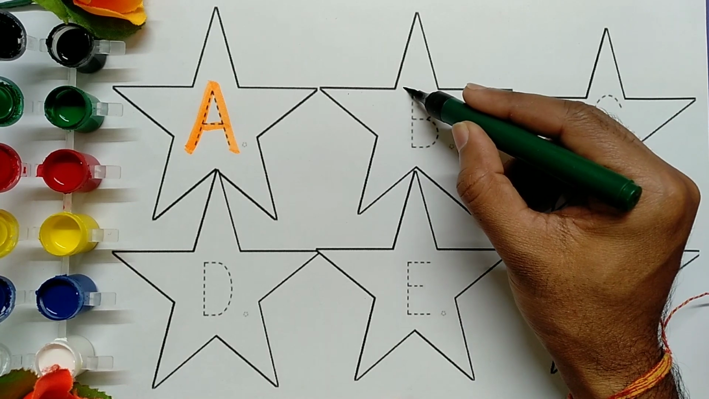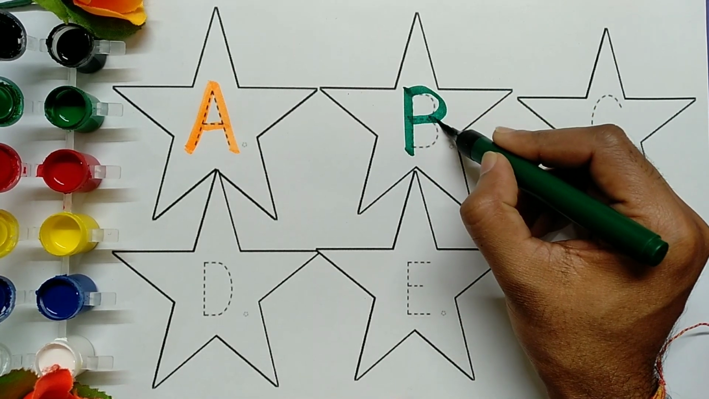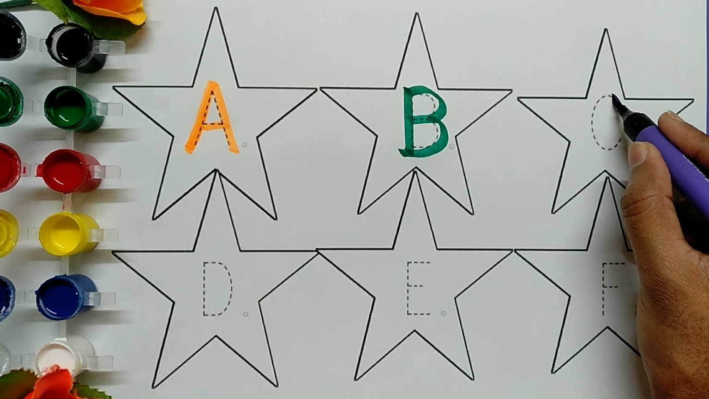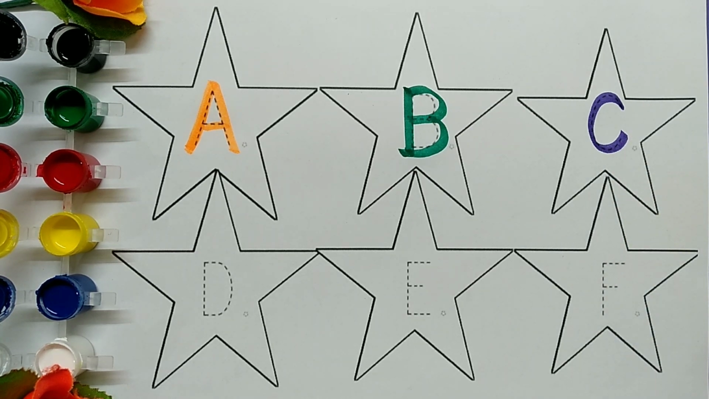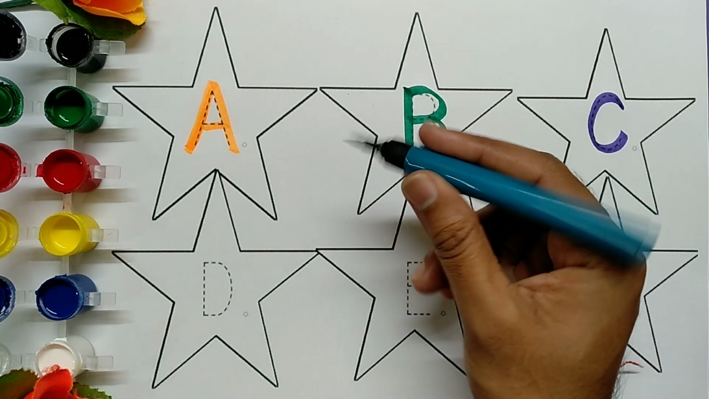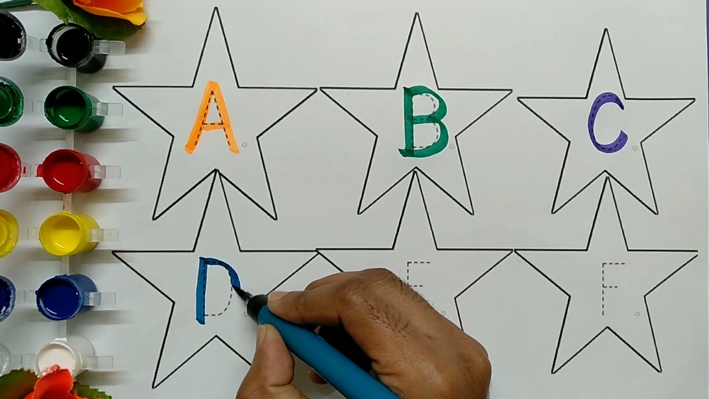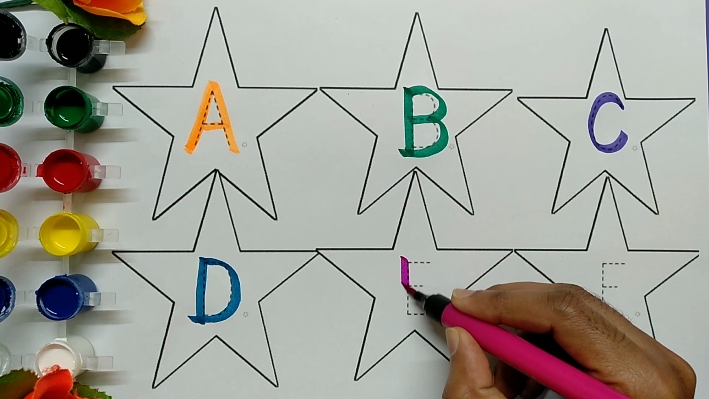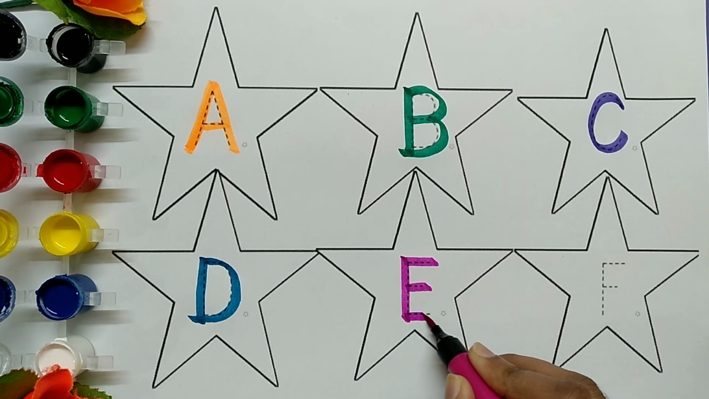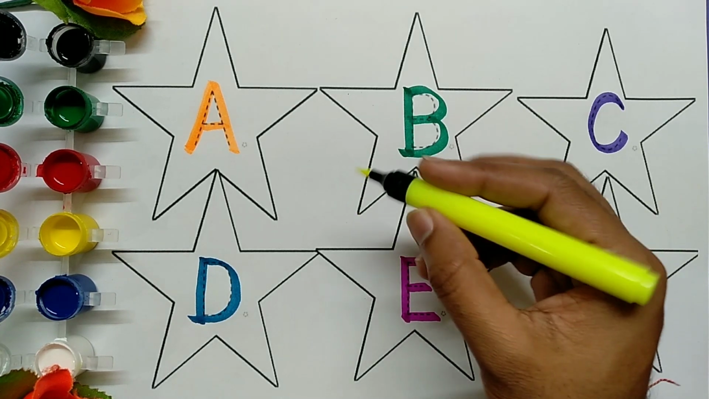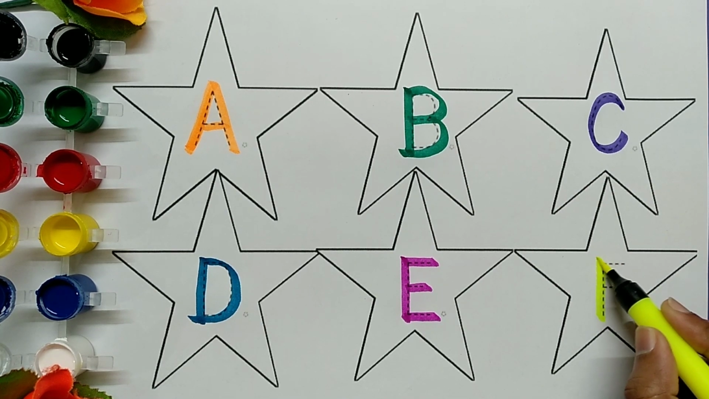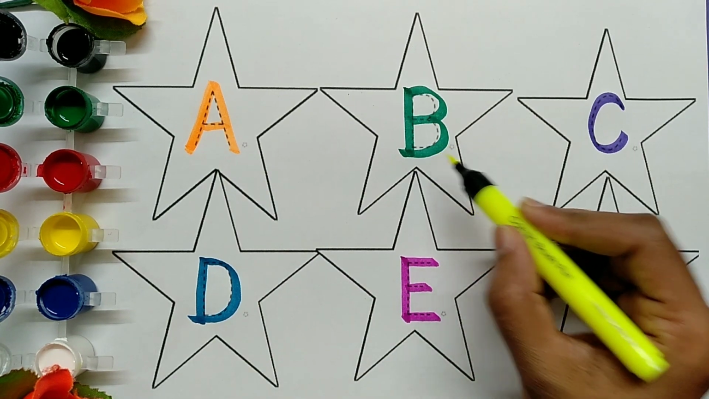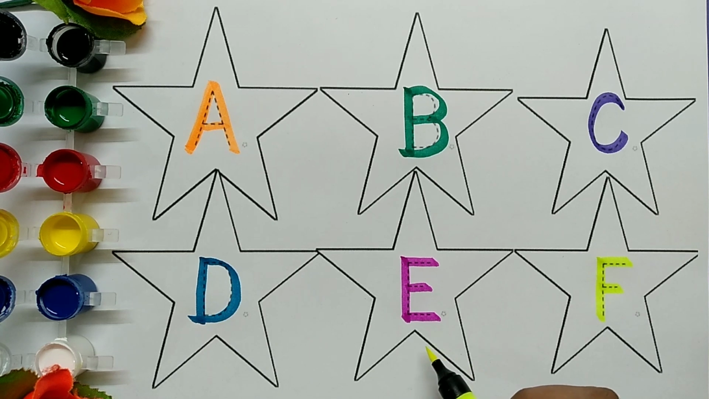Green color. B. B for ball. Purple color. C. C for cat. Blue color. D. D for dog. Pink color. E. E for elephant. Yellow color. F. F for fish. A, B, C, D, E, F.